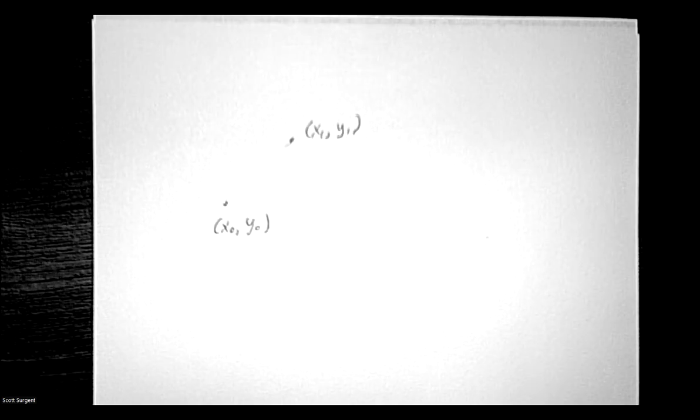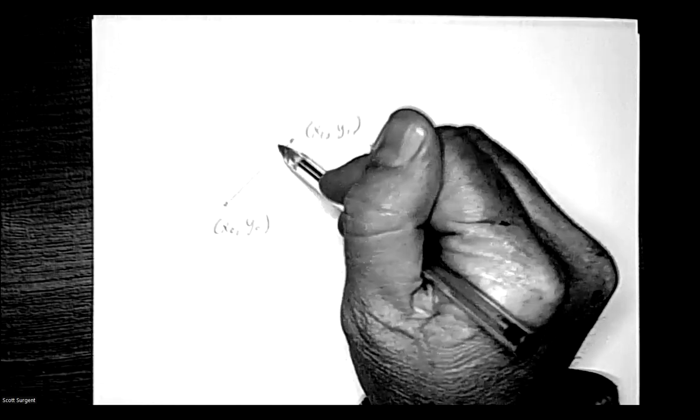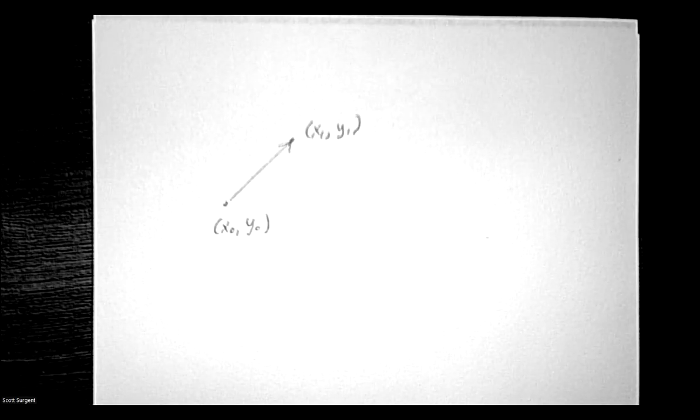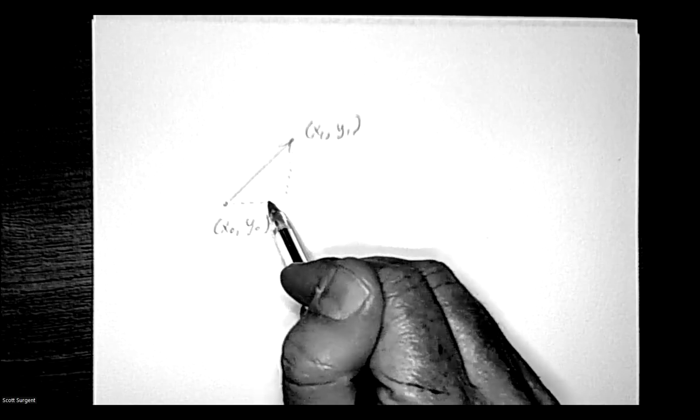So if I give you 2 points, x naught, y naught, and x1, y1, you can always create a vector between them. And it's just like when you were in algebra, in a sense, you're looking at the delta y and the delta x.